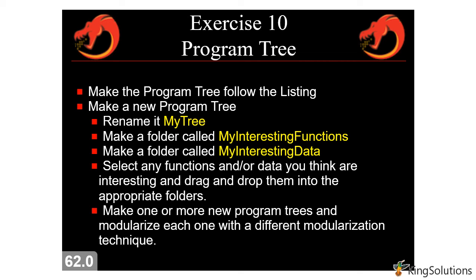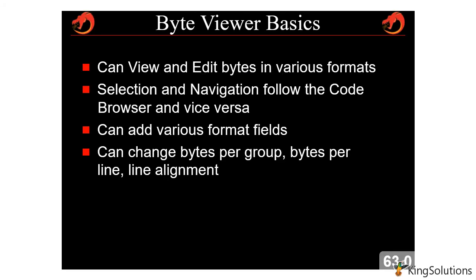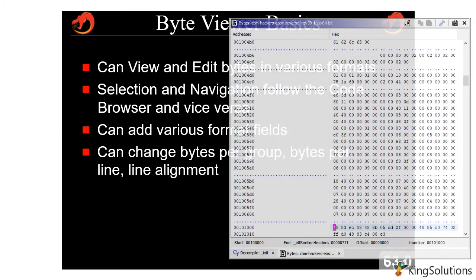Make one or more new program trees and modularize each one with a different modularization technique. Byte Viewer Basics. To open the Byte Viewer window, go to Window, Bytes Program. Byte Viewer allows you to view and edit program bytes in various formats. Byte Viewer navigation tracks the listing and vice versa.